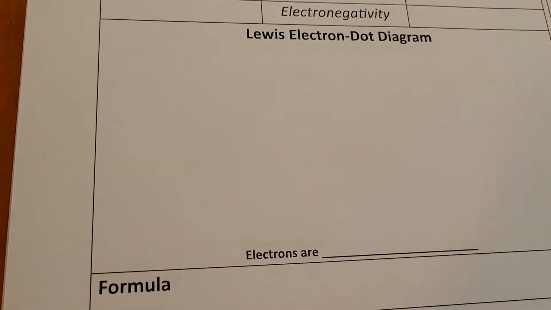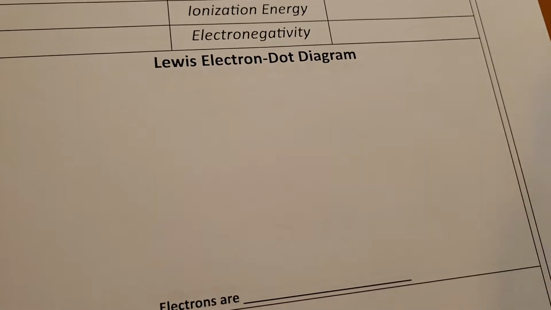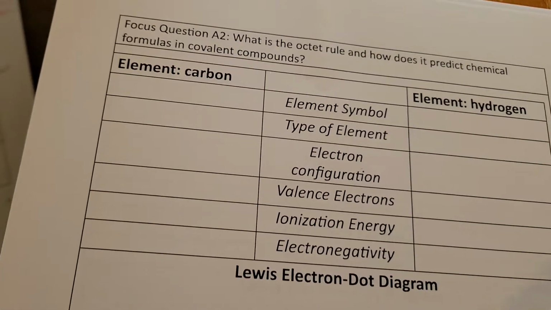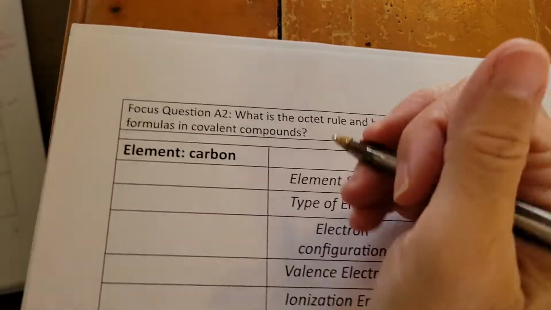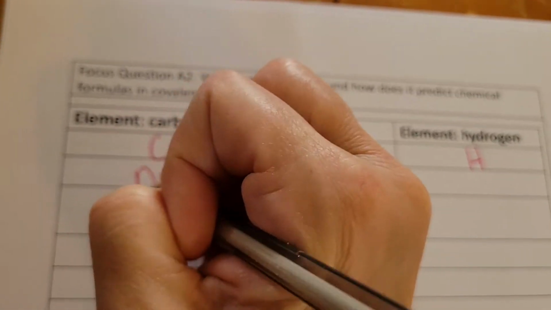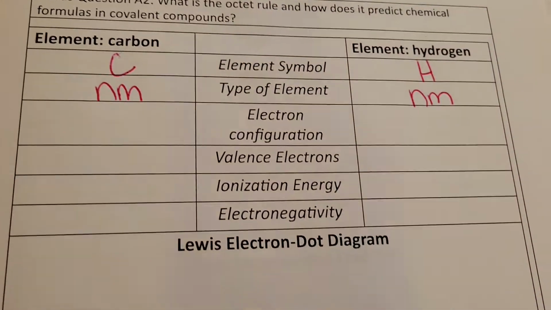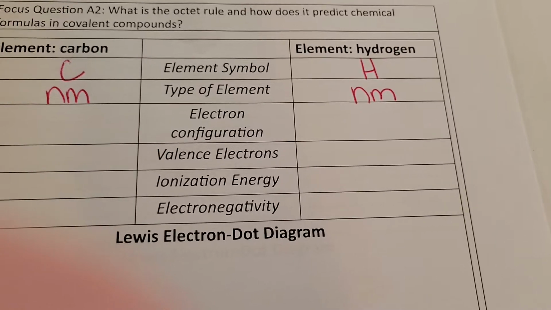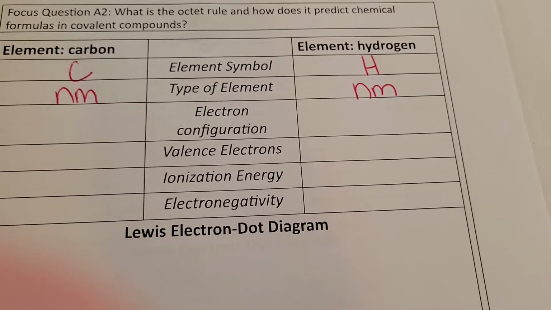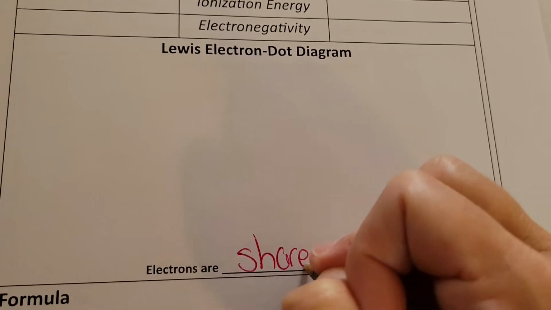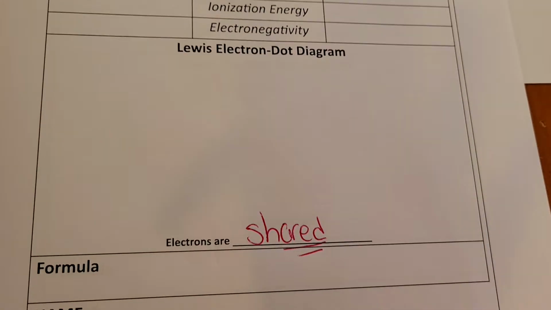So the next one is carbon and hydrogen. I want to switch colors. All right, so carbon we know is C and hydrogen is H. Carbon is a nonmetal, hydrogen is a nonmetal. They're both on the right side of the table. So as soon as we see that they're both nonmetals, that tells us that we're going to have a covalent compound and we are going to be sharing electrons. Okay, we're not transferring.